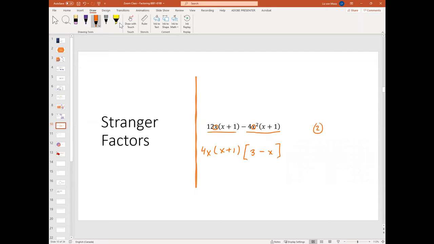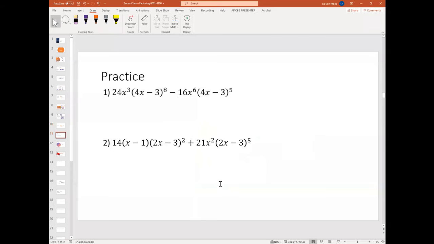If you decide to expand first, you'll get to the same point. So if you decided to just expand 12x times x plus 1 by using the distributive property, that's okay. But it's much faster if you take out the common factors first. So it's a handy trick for expressions that look like this, just so that we have as many tools as possible. This tool right here of taking out the greatest common factor without expanding is really helpful when they're uglier.